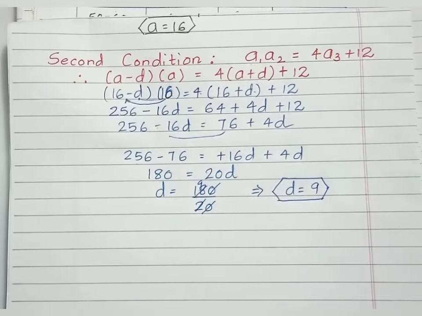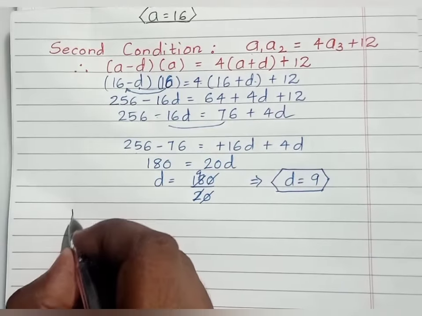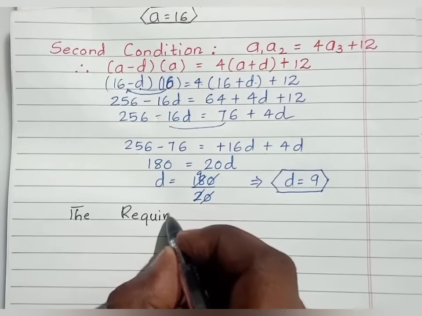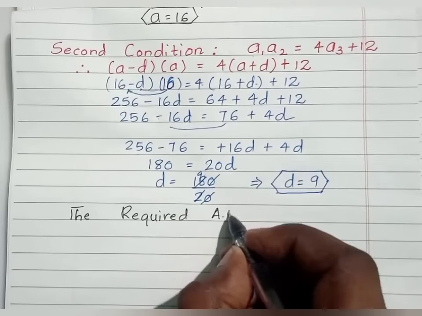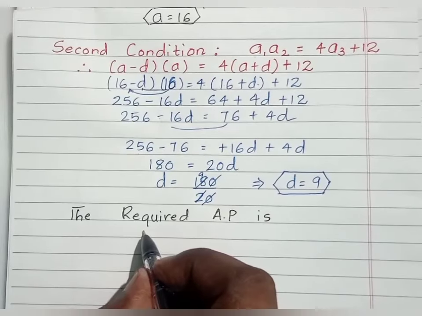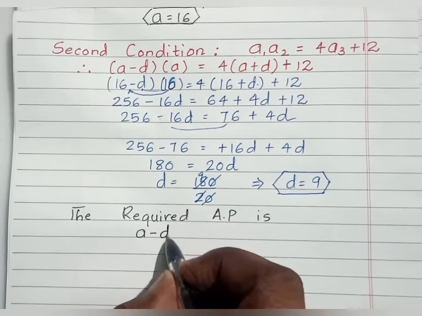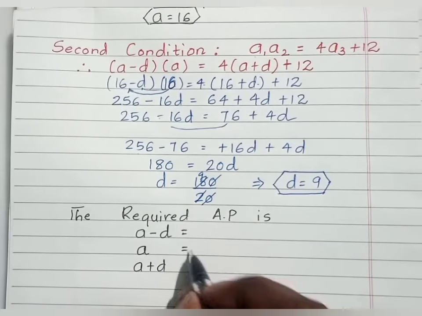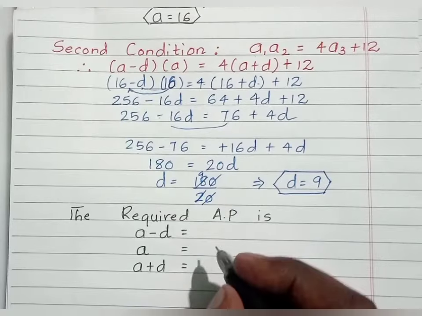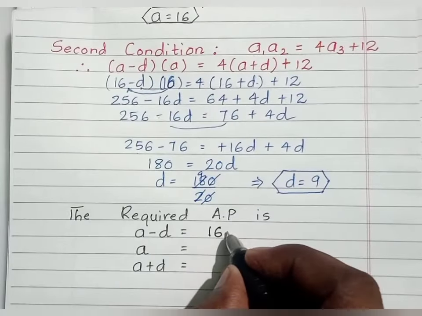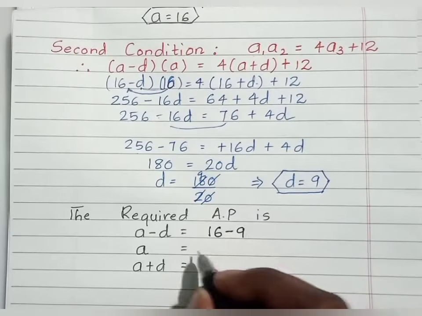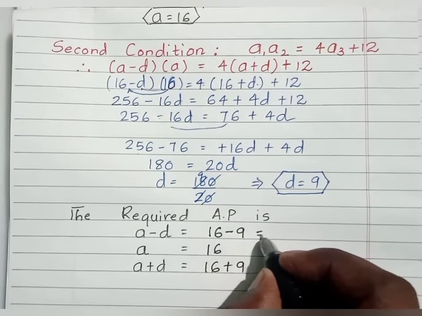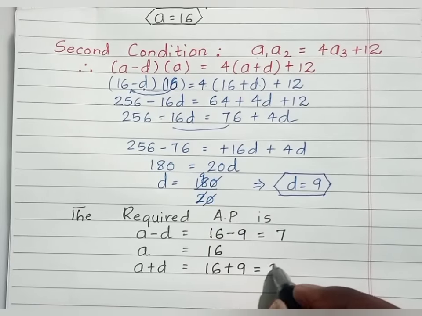Now the required AP is, we have assumed the terms as a minus d, a, then a plus d. Now substitute the value of a and d. So a value is 16, d value is 9, a value 16, then 16 plus 9. So 16 minus 9 will give you 7, then 16 plus 9 is 25.